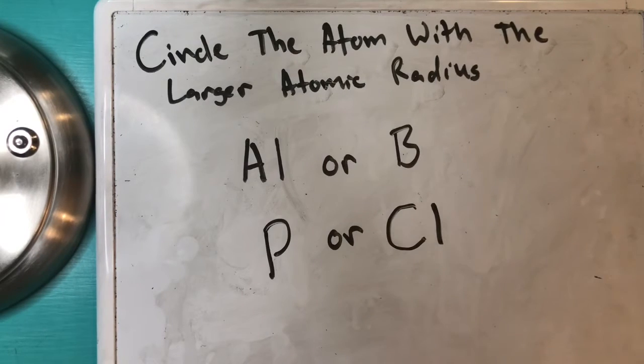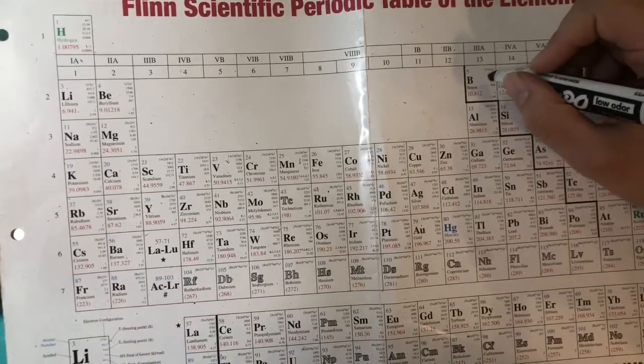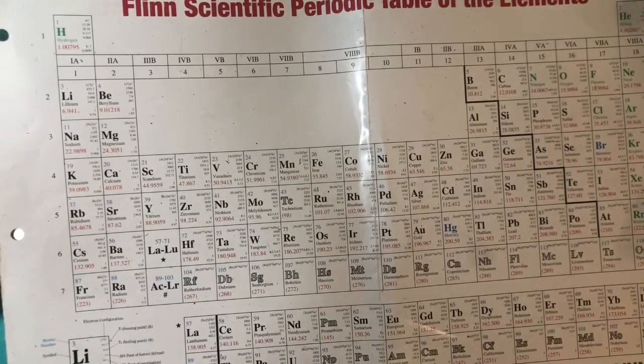All right. So in this first question, it says, circle the atom with the larger atomic radius. So with these type of questions, when you get a set of elements, in this case it's just two, you need to really look at where they are in the periodic table. So the first is aluminum and boron. So we go to our periodic table right here, and we find aluminum and boron, which are right here, element 5 and element 13. So they're in the same column, but a different row.